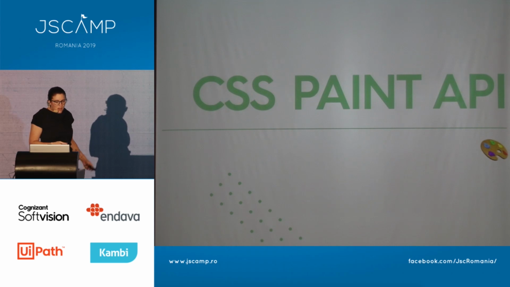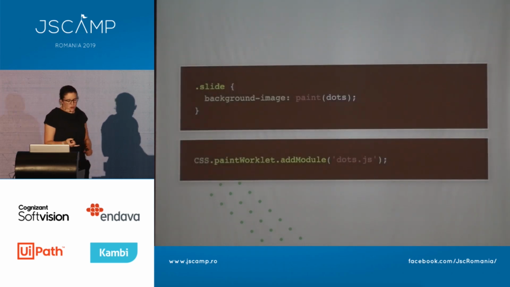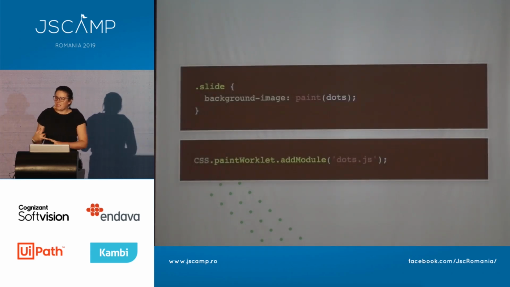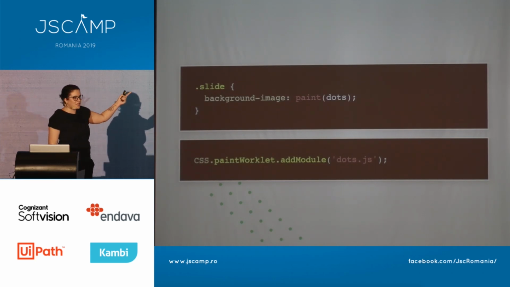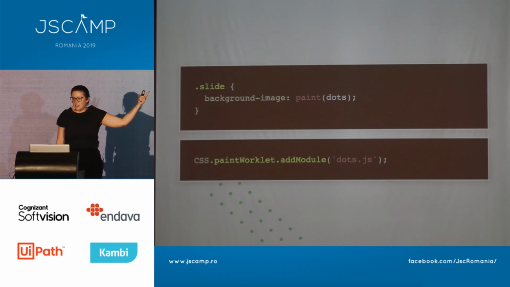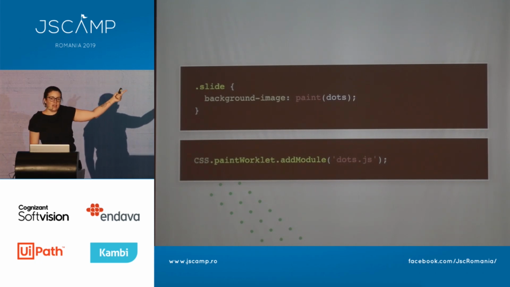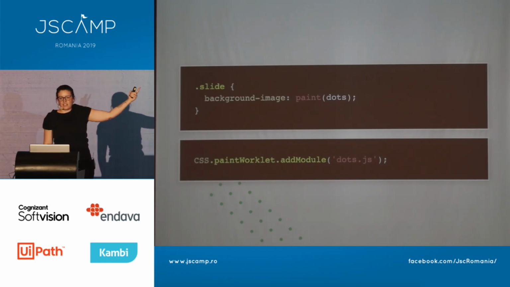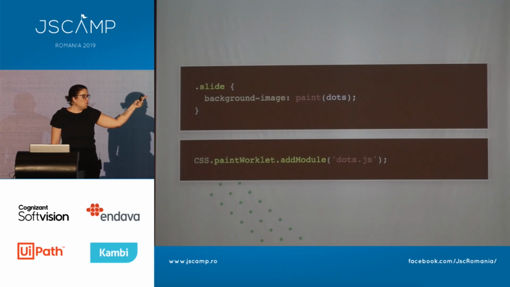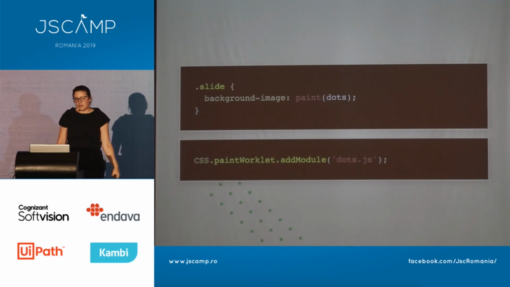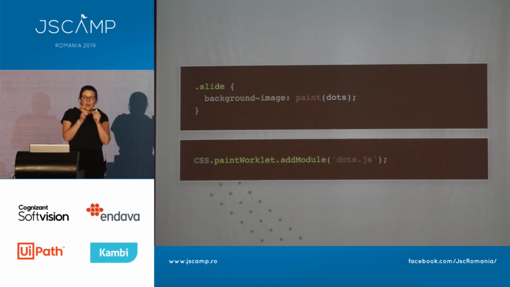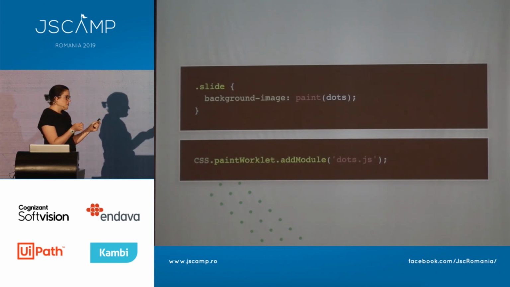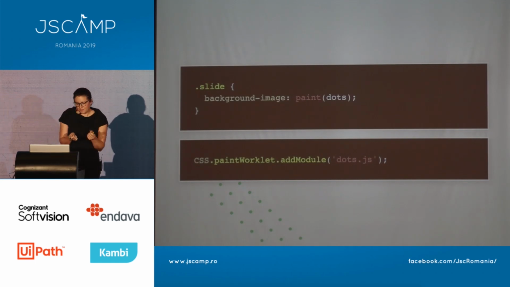So anywhere that you might use an image, so think about background images, border images, image masks, things like that. And the way that we use it in our CSS is we call the paint function. And what I'm referencing here is the worklet that I've registered, which I'll show you in a minute. We do have to register the worklet in our main script, which is the little bit at the bottom there, which is CSS.paintWorklet.addModule. I'm referencing the worklet file which I've created, dots.js.